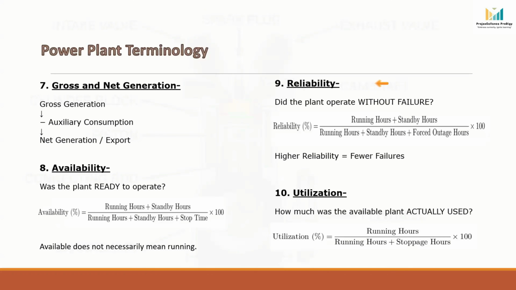Now let's understand reliability. Reliability is the probability that equipment will perform its intended function for a specified period under stated conditions. In simple power plant language, reliability is: can we depend on the plant to operate without an unexpected failure? For reliability, the formula is running hours plus standby hours, whole divided by running hours plus standby hours plus forced outage hours, into 100. Notice the difference here.